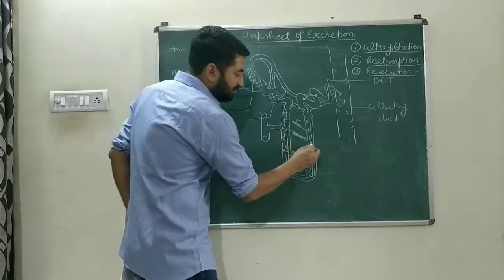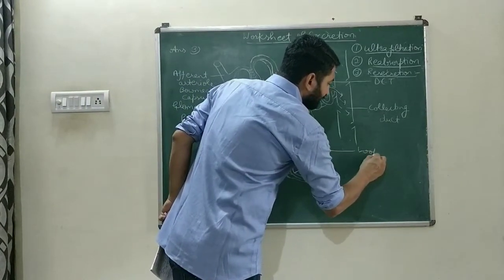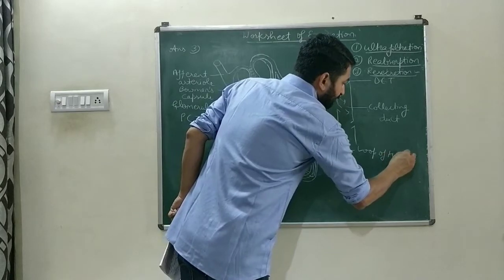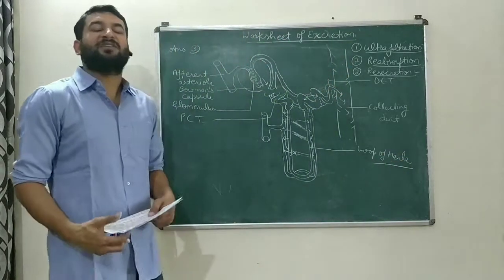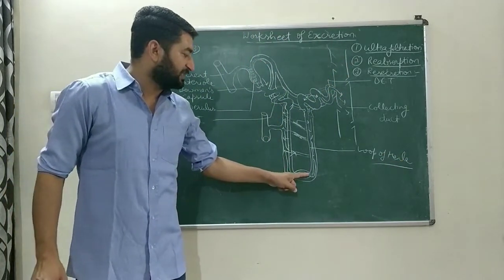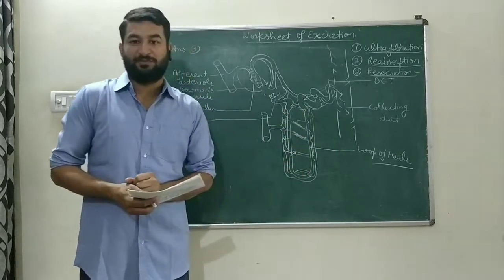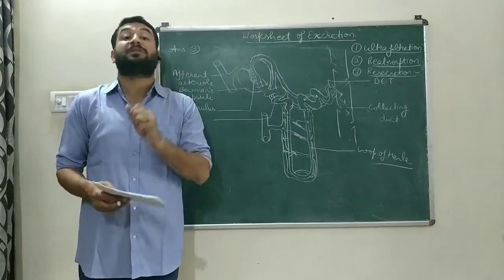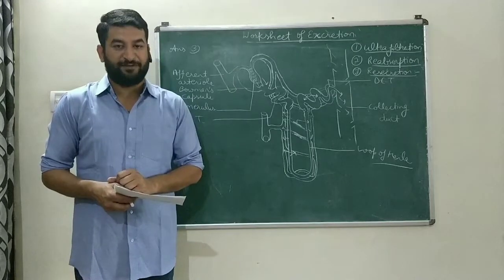This part is the loop of Henle. This is the tubular part which has three parts: descending loop, transverse loop and ascending loop. So that's the answer of your question number 3rd as well as question number 5th.